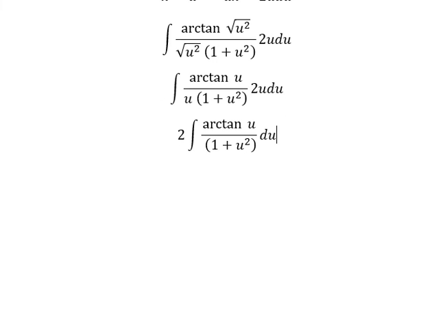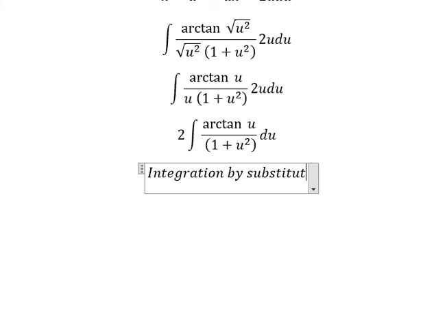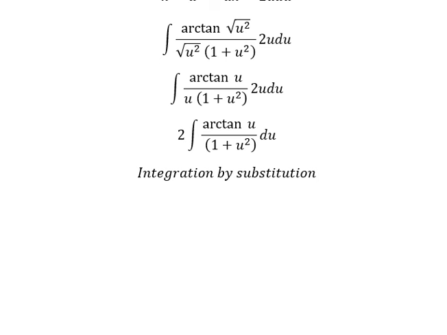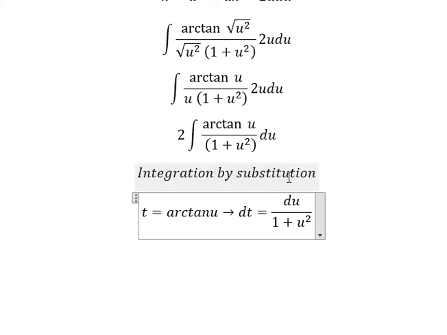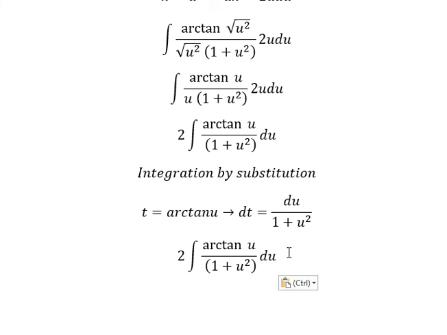Next, we need to use integration by substitution. So I will put t equals arctan of u. After that, we do the first derivative for both sides. And you get 1 plus u square in here. So this one we change by t. Du over 1 plus u square we change by dt.